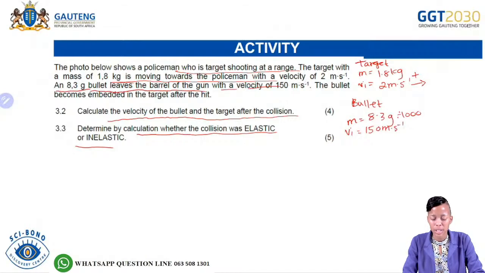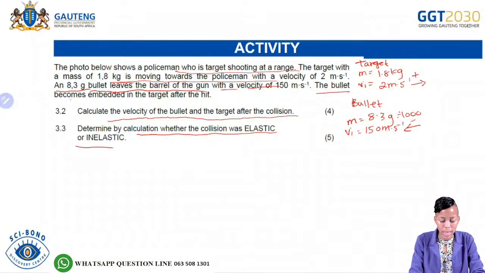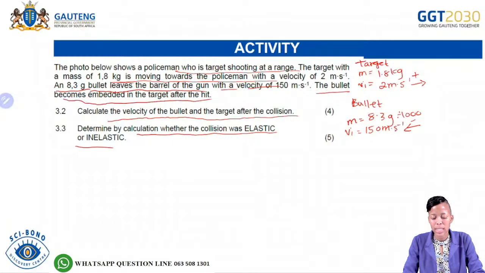So if the bullet is traveling in the opposite direction of the target, it means that we now have a change in direction. Because we have a change in direction, our direction would therefore be to the left. And if we took right as positive, it means our left will therefore be negative. Then the bullet becomes embedded in the target after the hit. So what can we see from here?